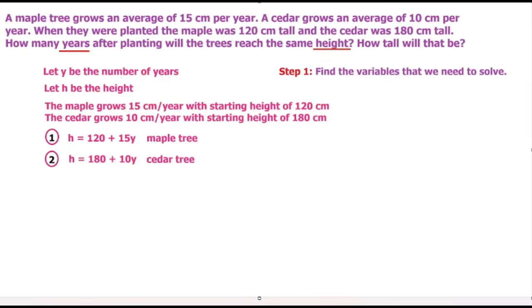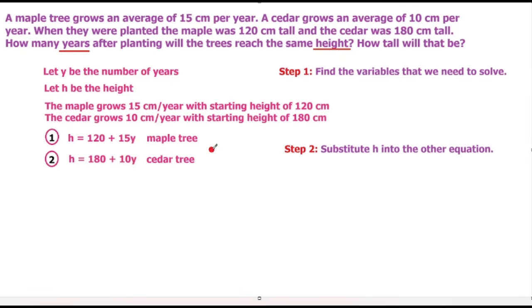So our first equation is going to be the height of the maple tree is going to equal 120 centimeters plus the 15 centimeters per year it grows. And then similarly, for the cedar tree, the height will be 180, which is the starting height, plus 10 times y, the 10 centimeters per year that it grows.